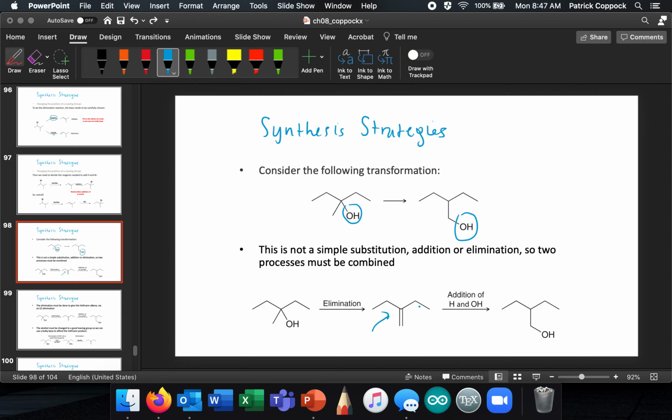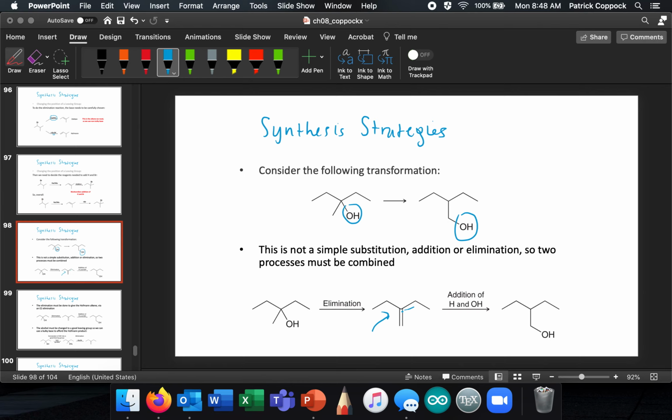Am I saying that right? No, sorry, Zaitsev and Hofmann are eliminations. Markovnikov is the addition. I beg your pardon. This is the Hofmann elimination, not the Zaitsev elimination, right? Zaitsev would be here. I think I did say that right the first time.